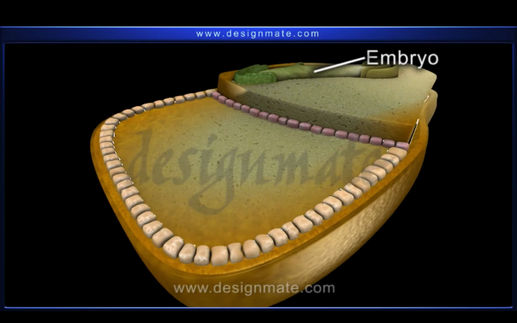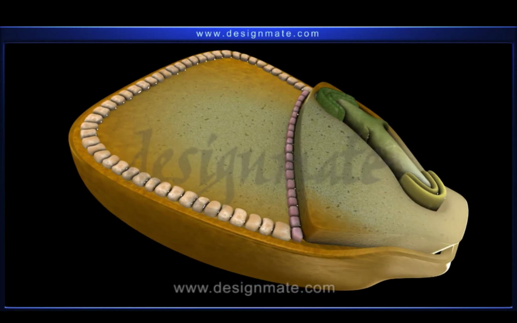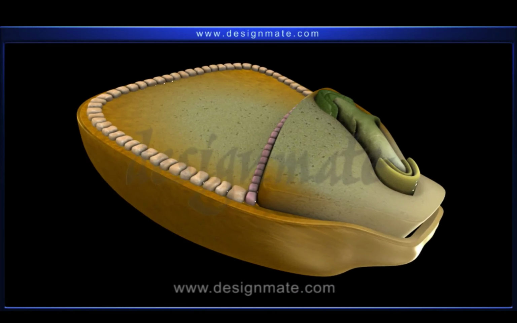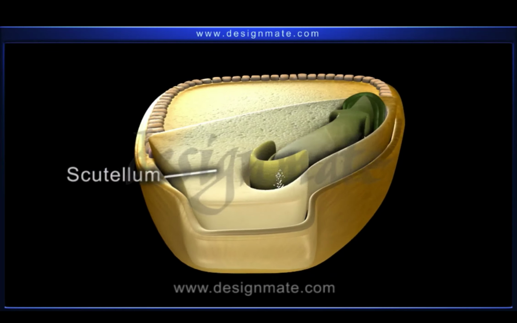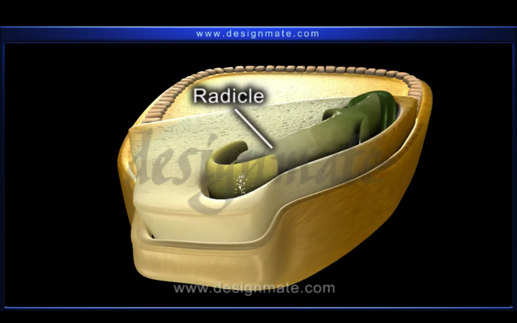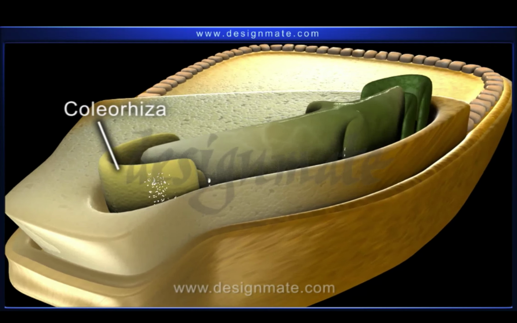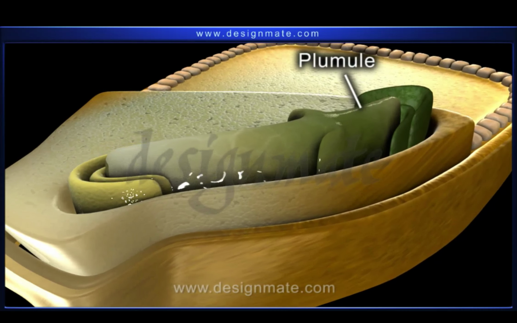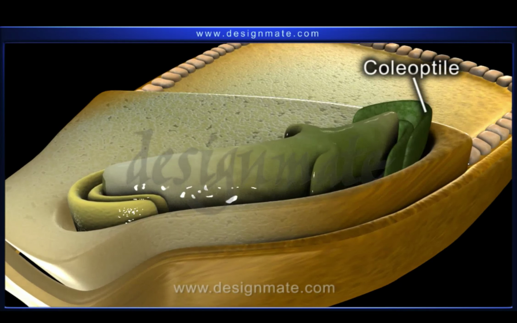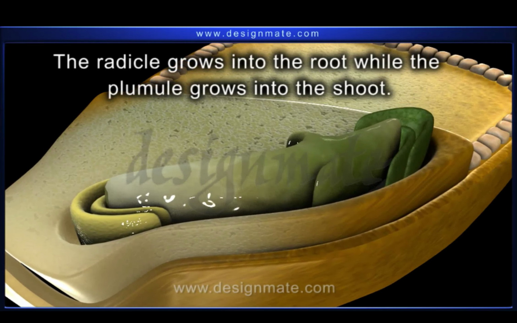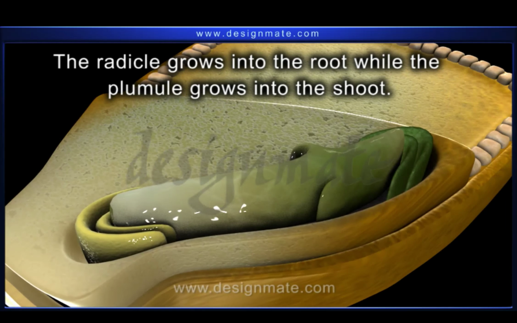The embryo of the maize grain is located beneath the endosperm. All these parts are enclosed completely in a shield-shaped scutellum, which is the cotyledon. The embryo consists of a radicle, which is partially covered and protected by coleorhiza, and plumule, which is partially covered and protected by coleoptile. The radicle grows into the root, while the plumule grows into the shoot.